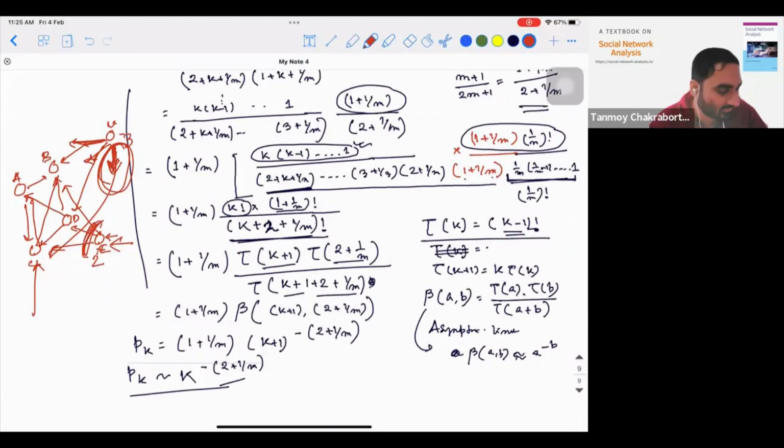There are many other recent models, like the local world model and network growth models with accelerating growth, which I'm not covering in this lecture. You can look at the book to get ideas about the recent models. So this brings us to the end of this chapter. Thanks.